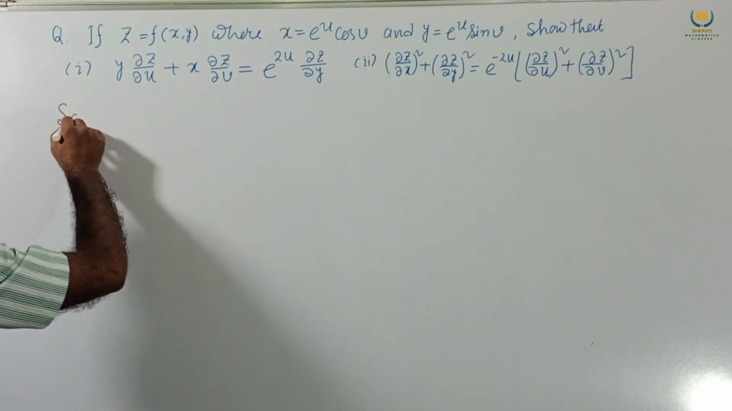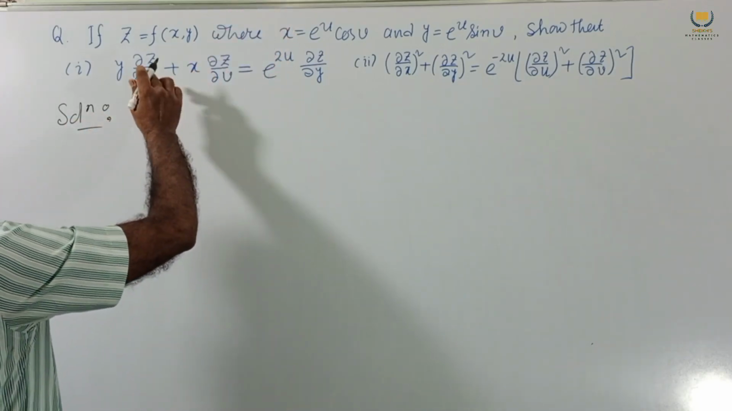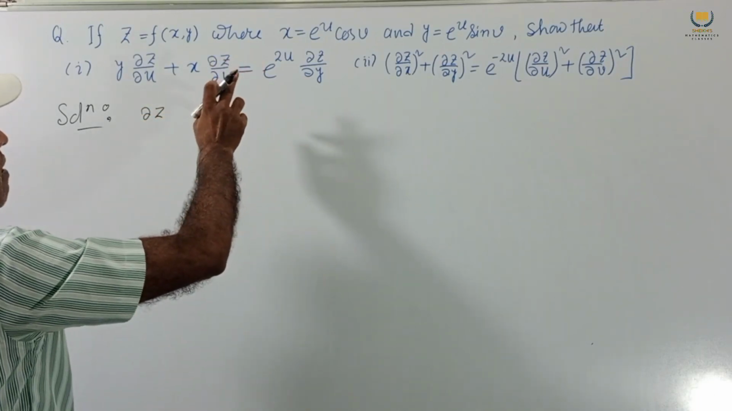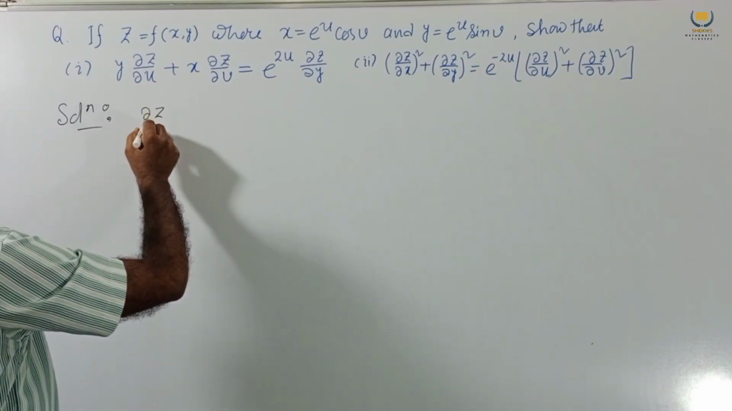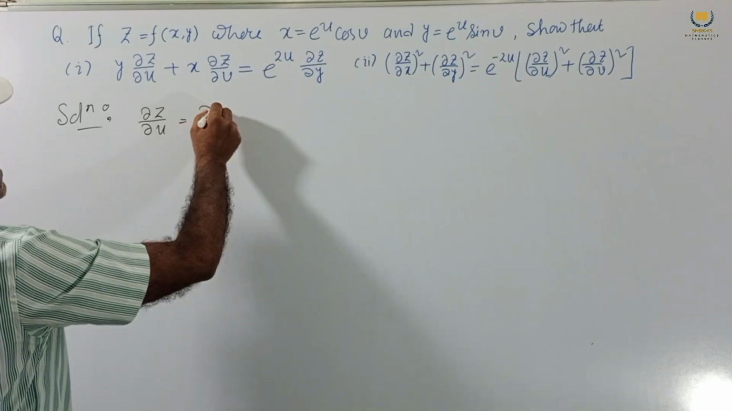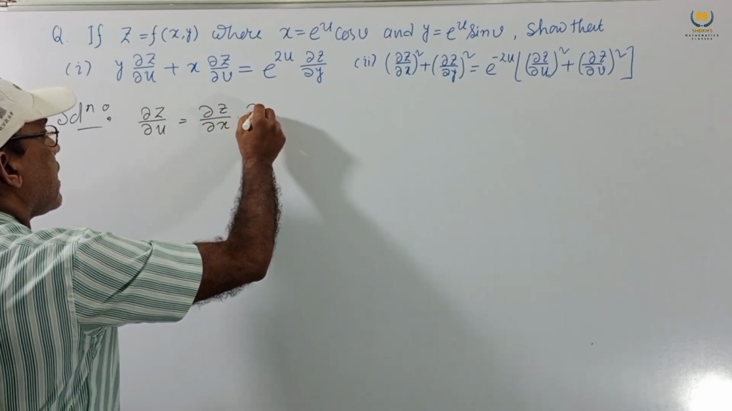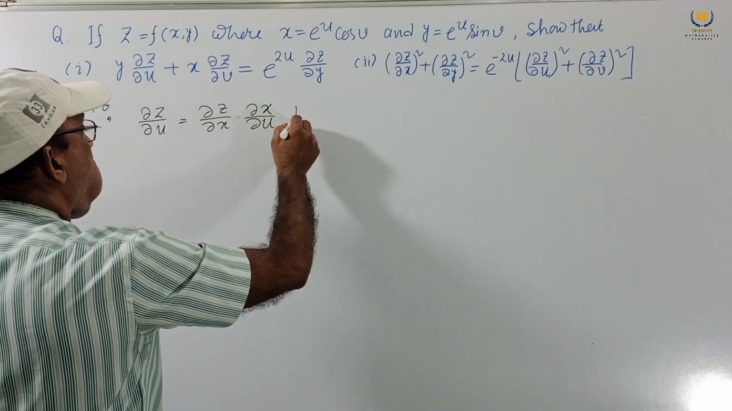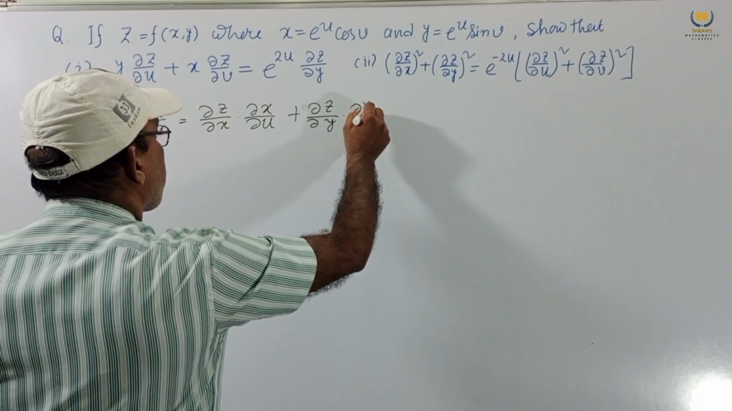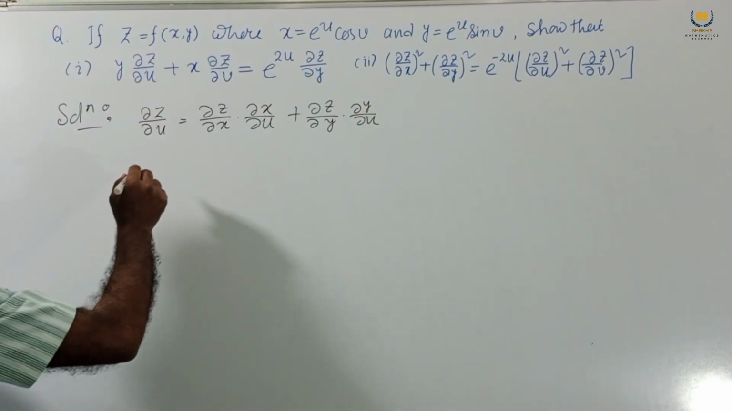Solution step. First we find del z del u. Using the chain rule in total differentiation, del z del u equals del z del x times del x del u plus del z del y times del y del u.